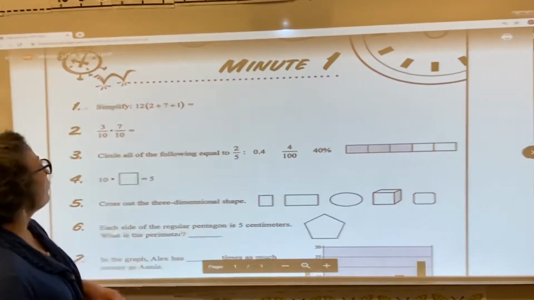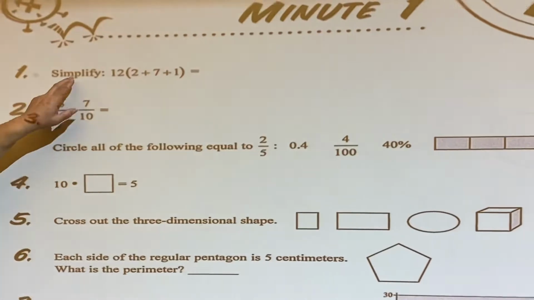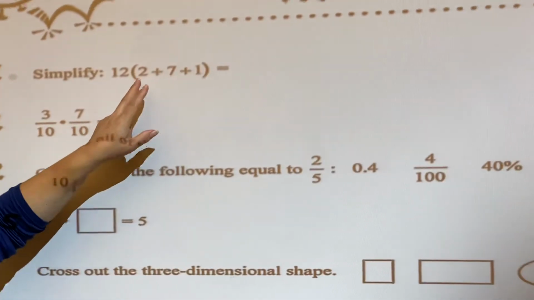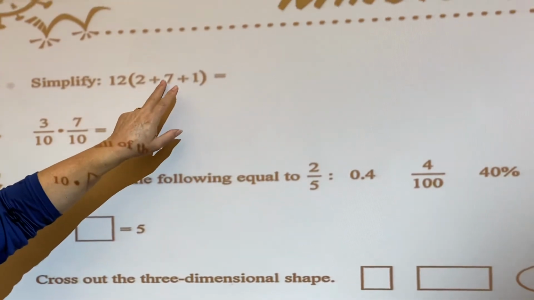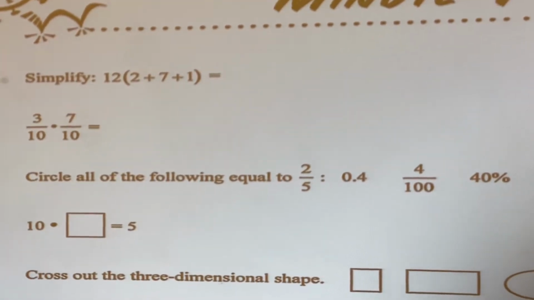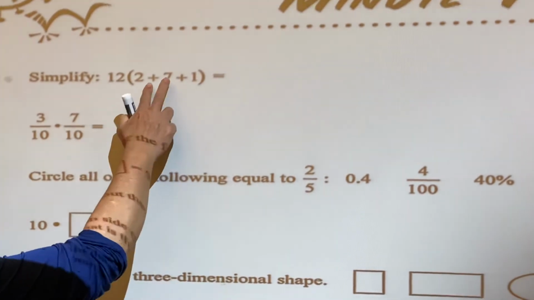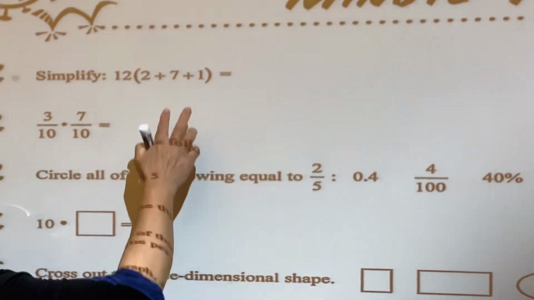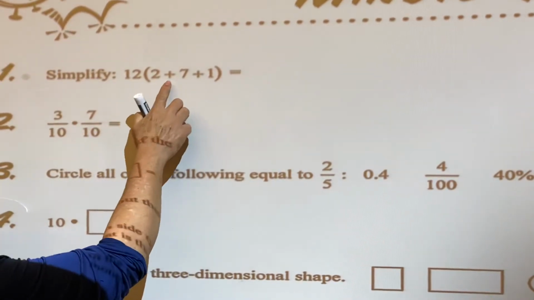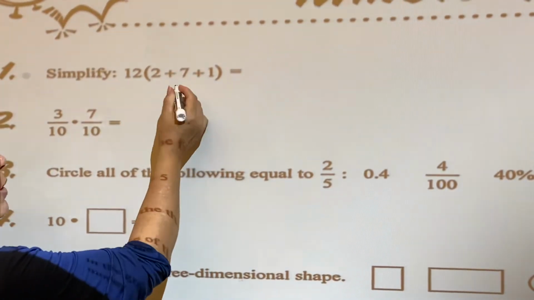The answer for number one should be, it's asking you to simplify. So we have 12 times the quantity of 2 plus 7 plus 1. Again, here you must follow order of operations. And order of operations states that we must take care of parentheses first. So we add inside the parenthesis, we have 2 and 7, that's 9, and 1, that's 10.